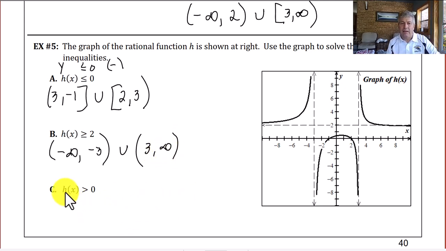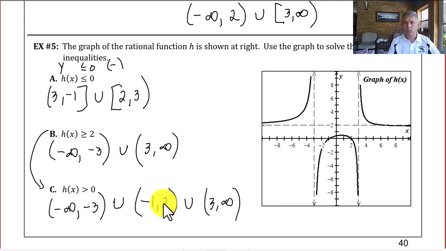And then finally, h(x) or y is greater than 0. Well, we're going to include the answer from B and C because 2 is greater than 0, so we've got to include those. But there are also other positive y values here between -1 and 2. So those y's are positive in there. So we'll include that in our interval notation. So the final answer there: -infinity to -3, in union with 3 to infinity, and then between -1 and 2.